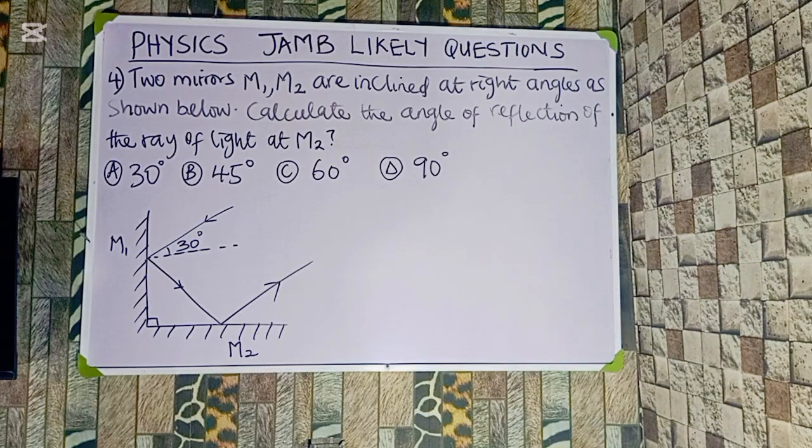Two mirrors M1, M2 are inclined at right angles as shown below. Calculate the angle of reflection of the ray of light at mirror 2, that is M2. Alright, so you're given option A to be 30 degrees, option B to be 45 degrees, option C to be 60 degrees, and option D 90 degrees. Now look at the diagram on the board. We are going to use the illustration of this diagram to solve our problem.